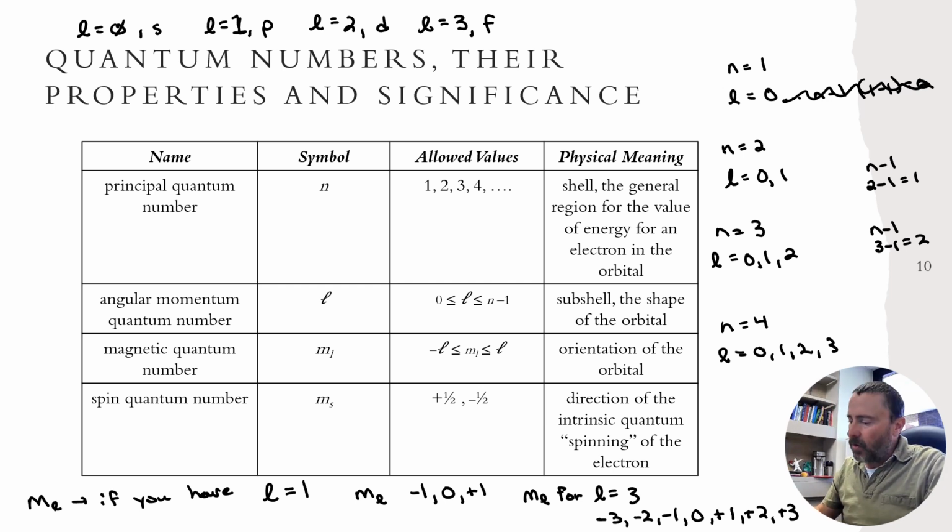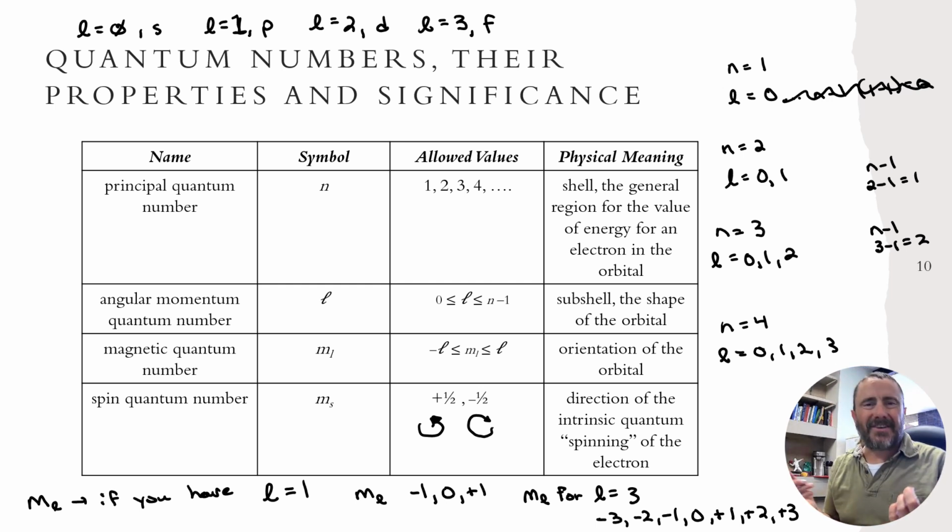And then lastly, one that's not derived from the Schrodinger equation, but is another quantum number, is the M sub S, which is the spin quantum number. That can either be plus 1/2 or minus 1/2. That's just saying whether an electron is spinning one direction, or whether it is spinning the opposite direction. So electrons can spin one of 2 different ways so that they can pair up.